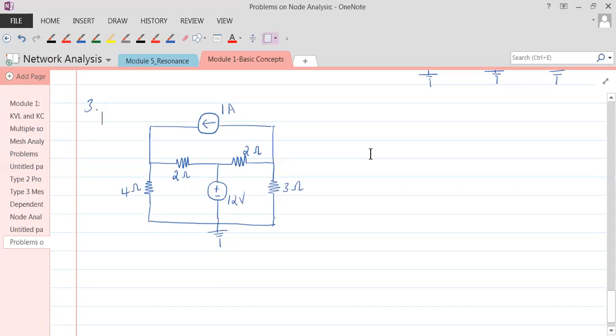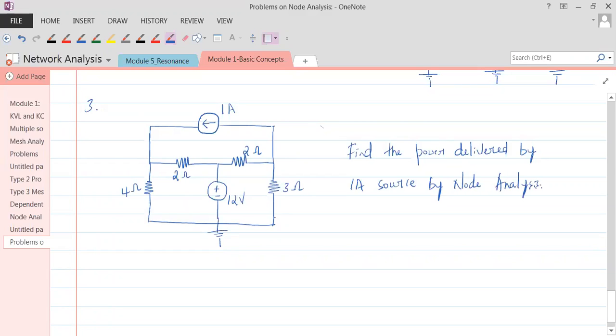Find the power delivered by the 1 ampere source. So we cannot stop here. We should say by which method. Otherwise, you can even do this problem by mesh analysis. So that's why you should always see which method they are talking about. So this has to be solved by node analysis. So find the power delivered by the 1 ampere source by node analysis.